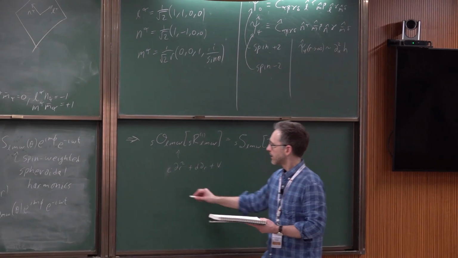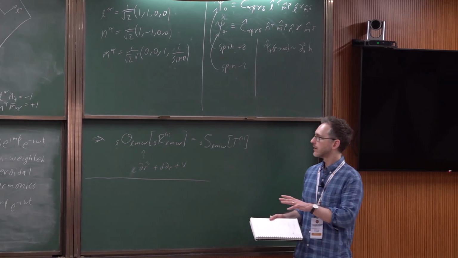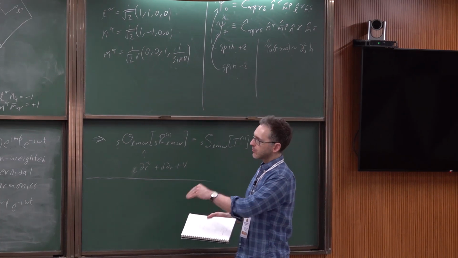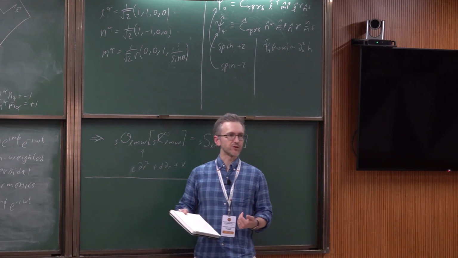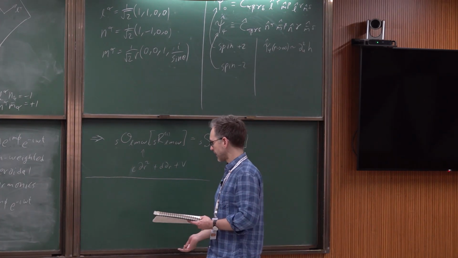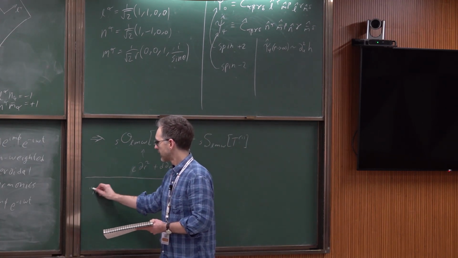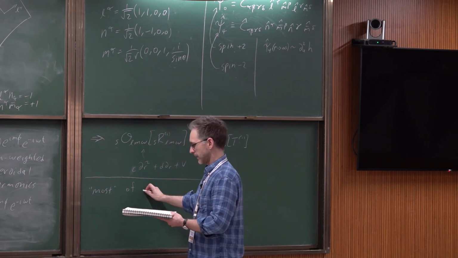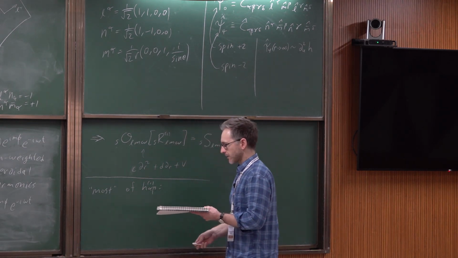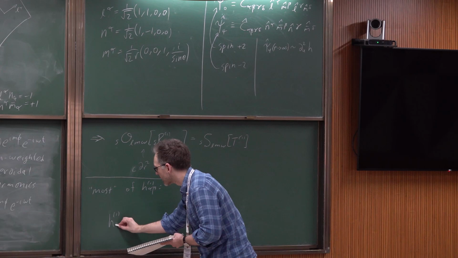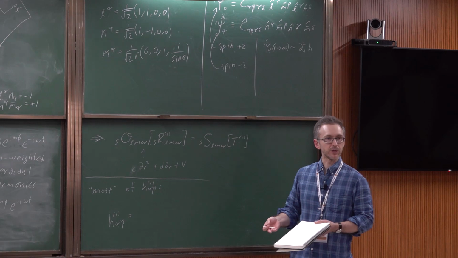Now, the final thing to note is that I said that you not only get the waveform from psi 4, you get most of the metric perturbation. So what do I mean by that? Well, in vacuum, you actually get the entire metric perturbation from psi 4.